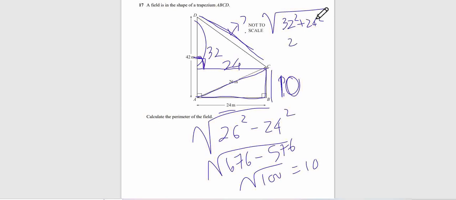32 squared is 1024, and 24 squared is 576. Now we add it up, then we get the square root of 1600. So this is equal to 40.